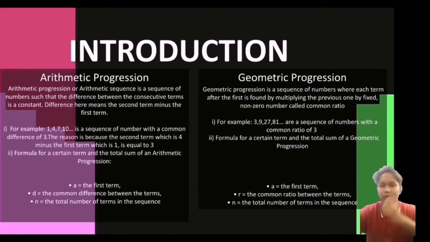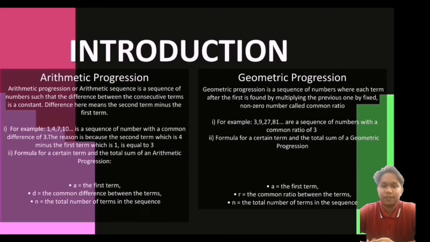Assalamualaikum warahmatullahi wabarakatuh. I would like to continue this presentation, which is geometric sequence. Geometric sequence, also known as a geometric progression. Geometric progression is an ordered list of numbers in which each term after the first is found by multiplying the previous one by a fixed non-zero number called the common ratio.